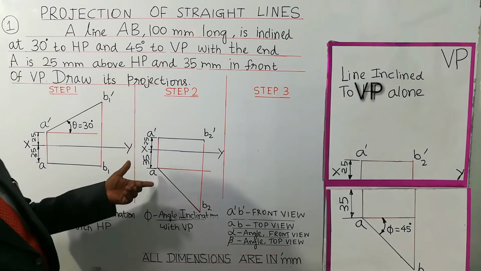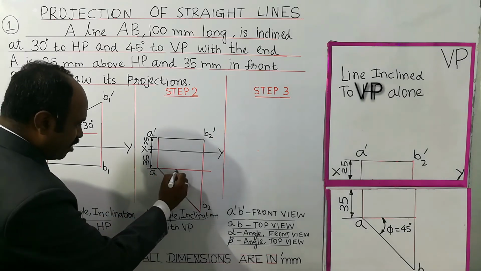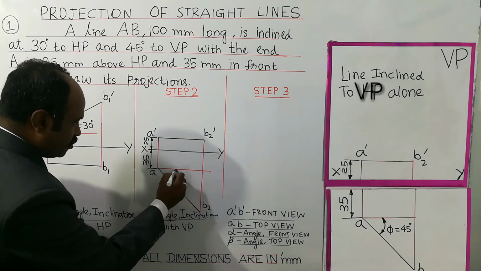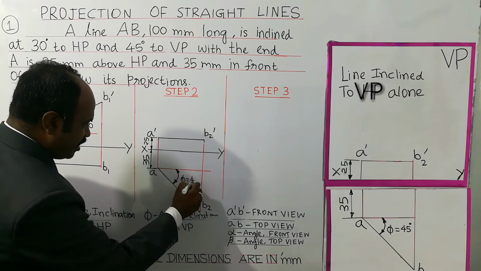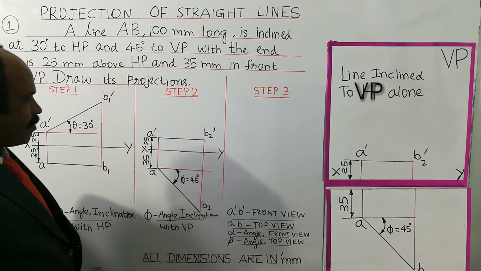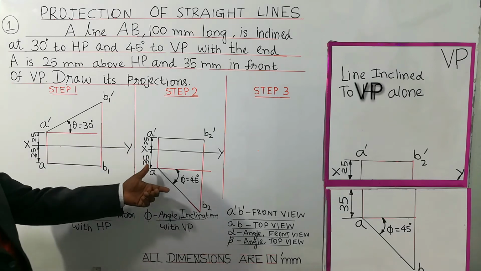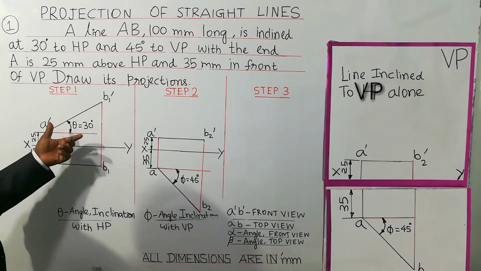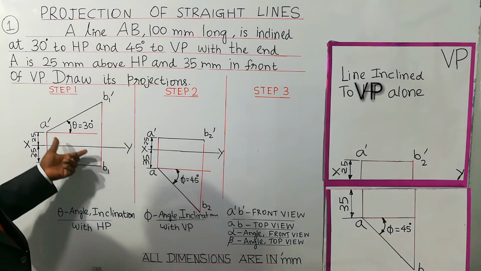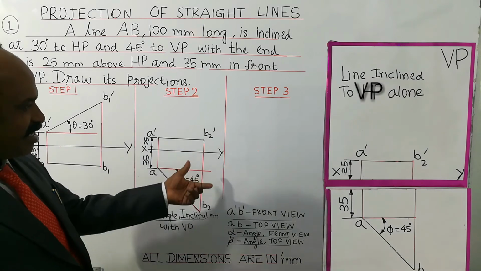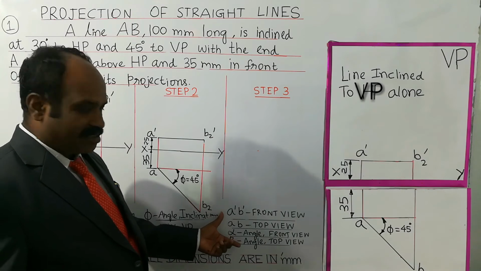And in this diagram, step 2, it is shown that the line is inclined to VP alone. This is the angle of inclination called phi, equal to 45 degrees. Now in step 3, I am going to combine step 1 and step 2. In step 1, the angle of inclination is 30 degrees, inclined to HP alone. In step 2, inclined to VP alone. Now we combine step 1 and step 2 to form the third diagram, and the final front view and final top view shall be drawn as per the given notation.